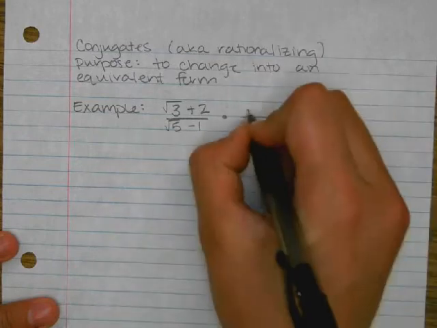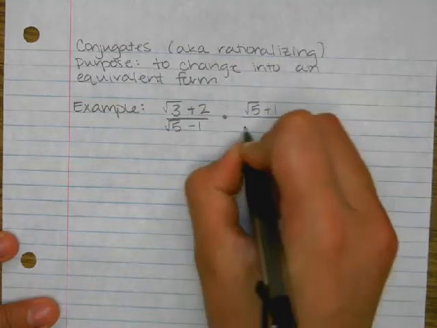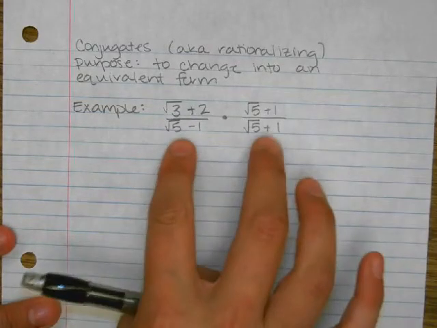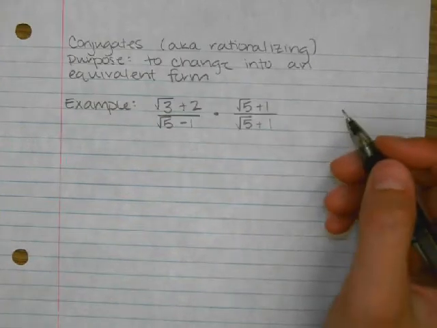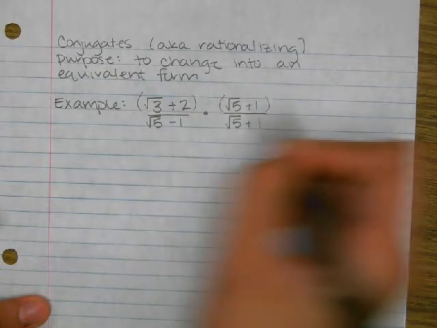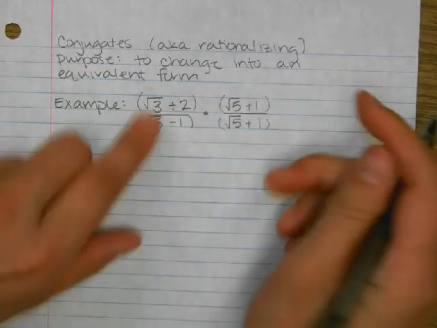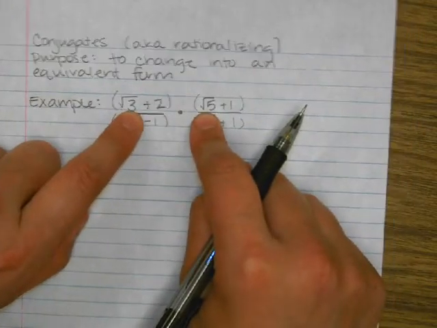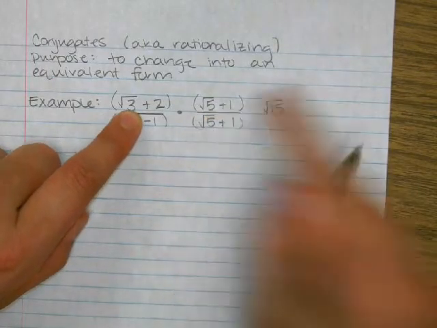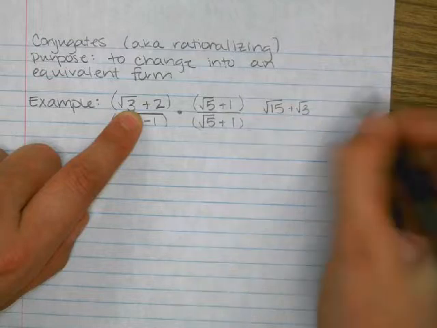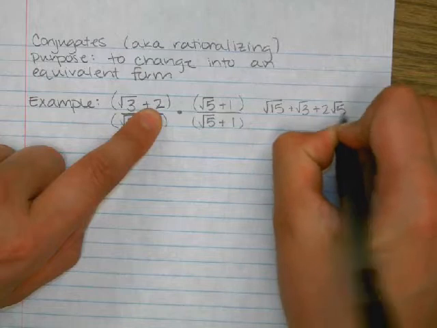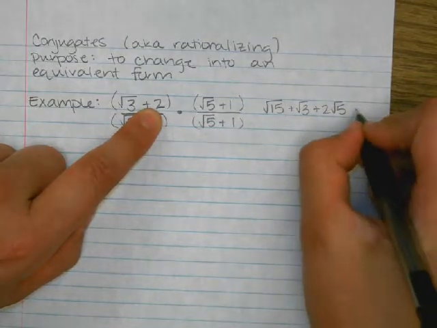That well-chosen 1 would be the square root of 5 plus 1 over the square root of 5 plus 1. And so that's the conjugate. When we multiply by this, the denominator is going to get fixed. It will no longer have a square root. To multiply these two, we have to FOIL the top and the bottom. The square root of 3 multiplied by the square root of 5 is the square root of 15. The square root of 3 multiplied by 1 is the square root of 3. This 2 multiplied by the square root of 5 is 2 times the square root of 5. Simple. And then 2 times 1 is 2.